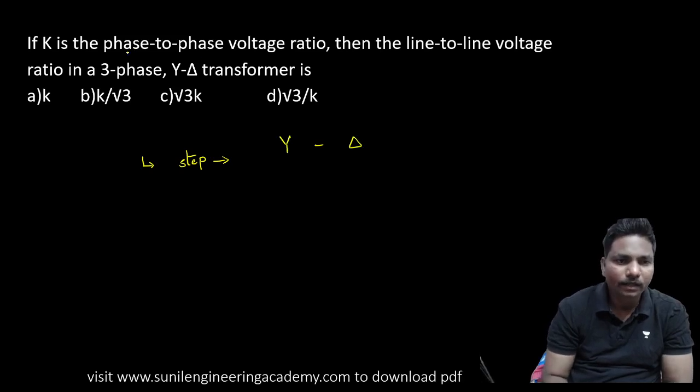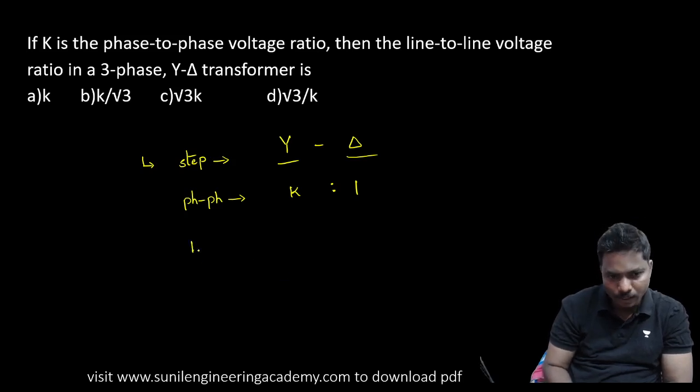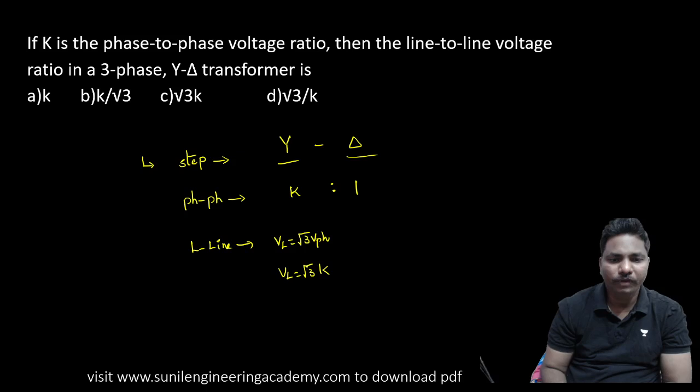Then the phase to phase voltage ratio. The phase to phase voltage ratio they have given is K, which means K is to 1. They are asking for line to line. In case of star connection, line value is equal to root 3 into phase value. So VL is equal to root 3 into K.